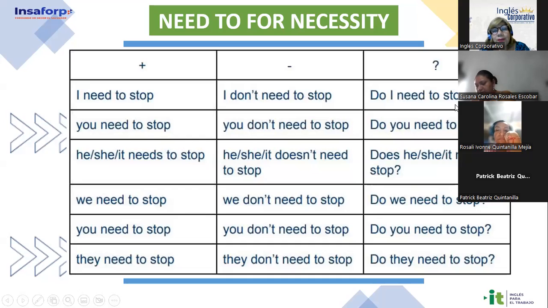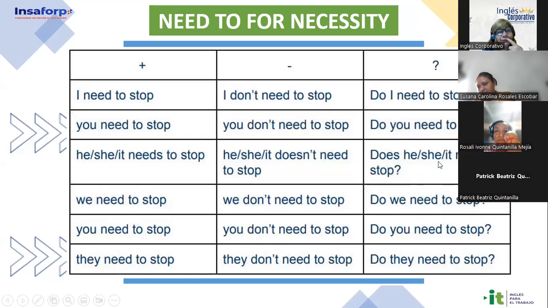And yes, no question. Do I need to stop? Do you need to stop? Does he, she, it need to stop? Do we need to stop? Do you need to stop? Do they need to stop? Okay, and the same, right? In the yes, no question, the auxiliary does, okay? You know that do is an auxiliary and here does is an auxiliary too, but you use only does. That's with he, she, and it.